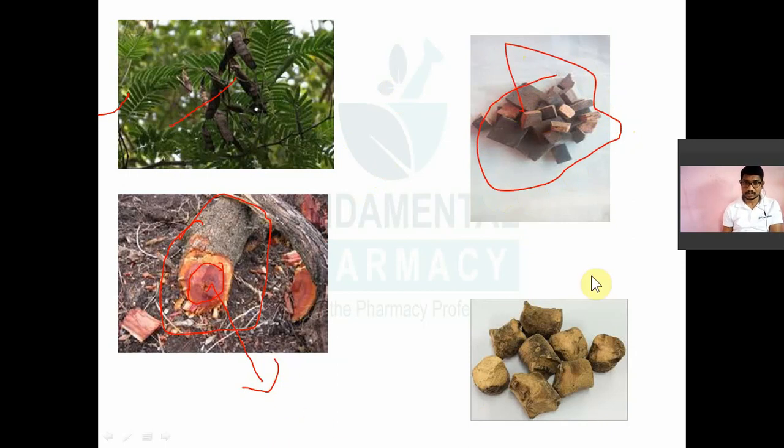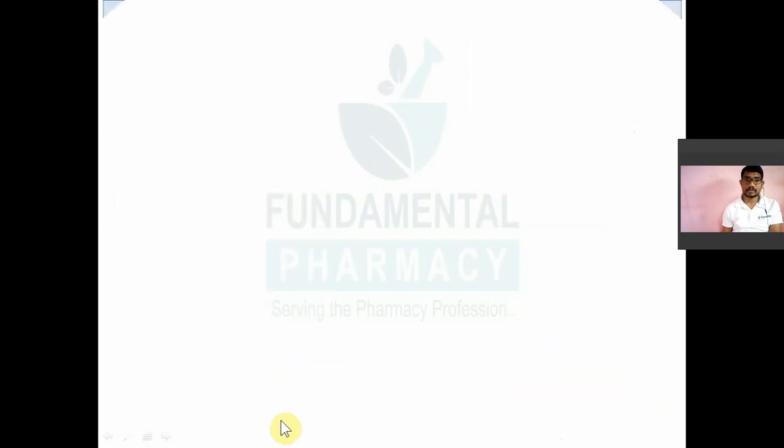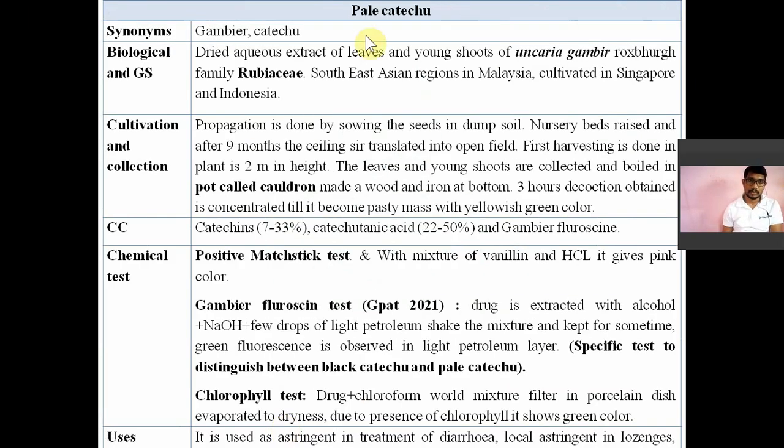The next one is pale catechu. We will see about this plant, pale catechu. It is known as gambier catechu, or gambier, or pale catechu.